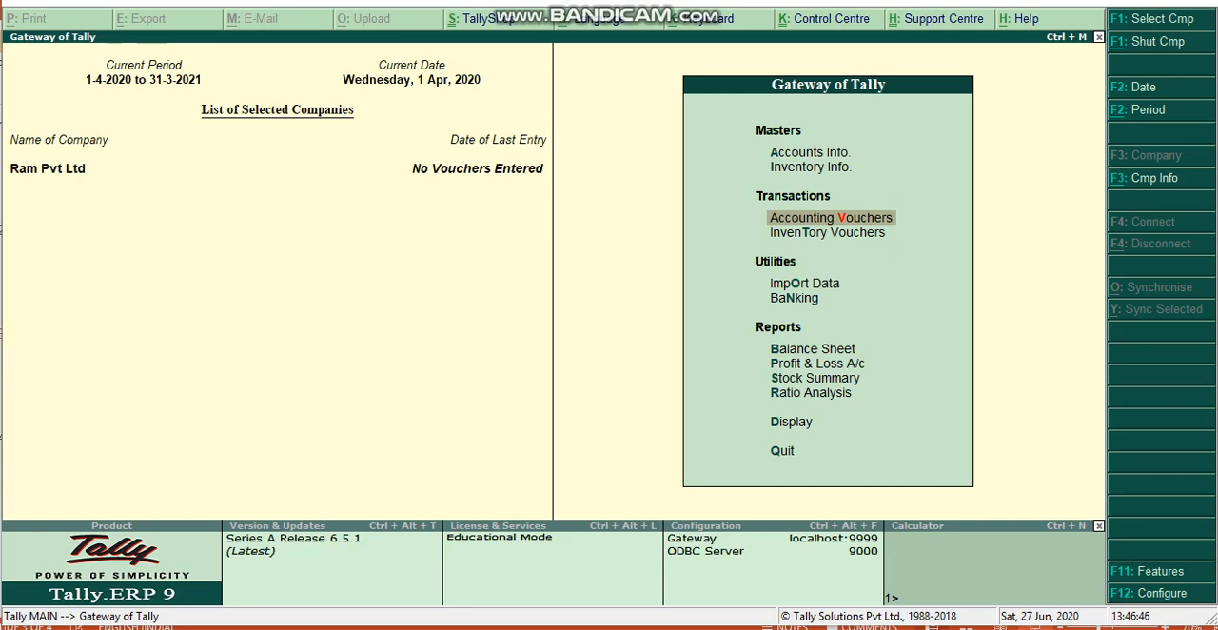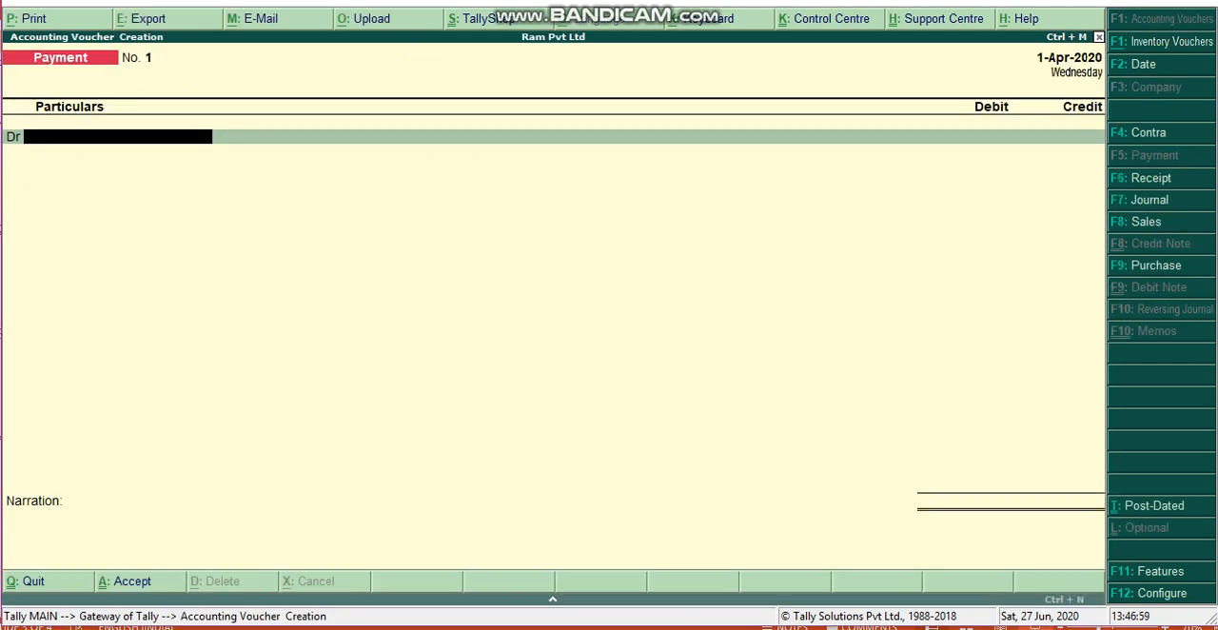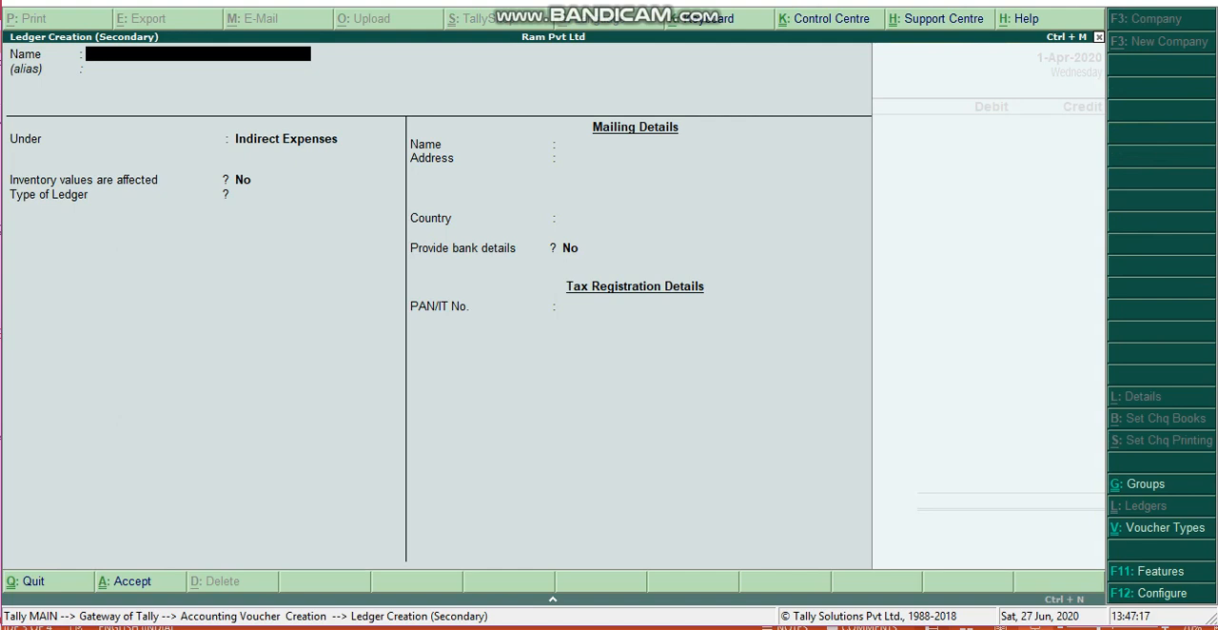So open Tally ERP9. First create your company and now select accounting voucher, press enter. The key is F5, press F5 key to open payment voucher. And I said that the journal entry will be what? Salary account debit to cash account. So create salary account ledger. To create the ledger, press Alt C. Salary account.